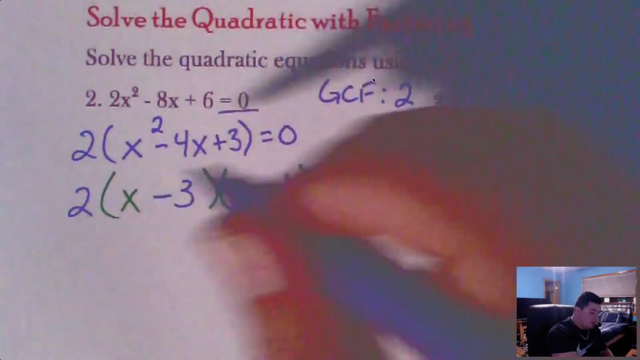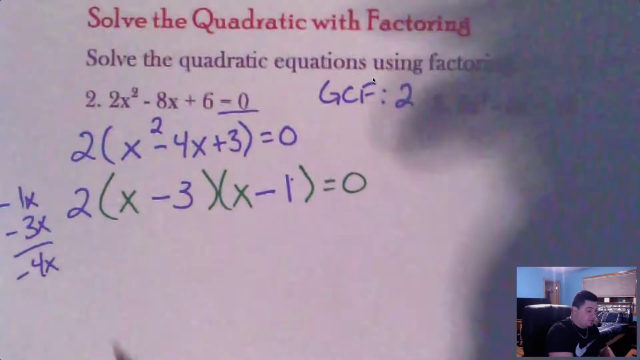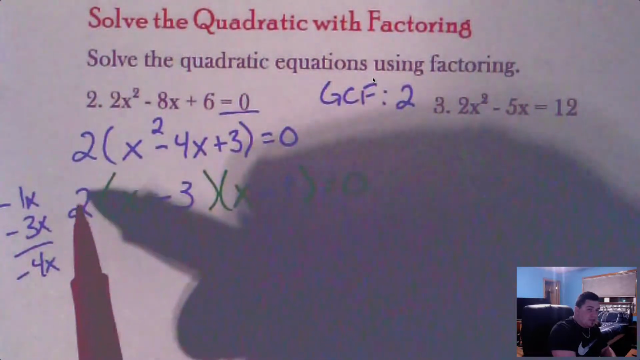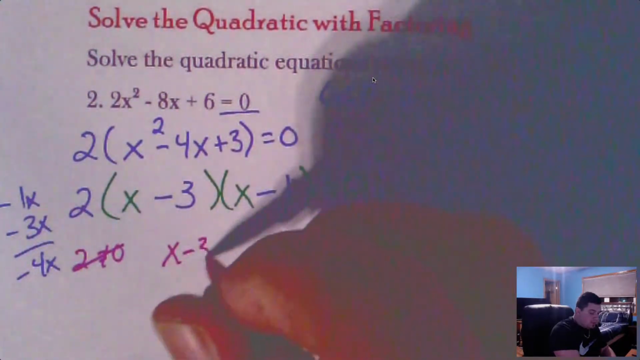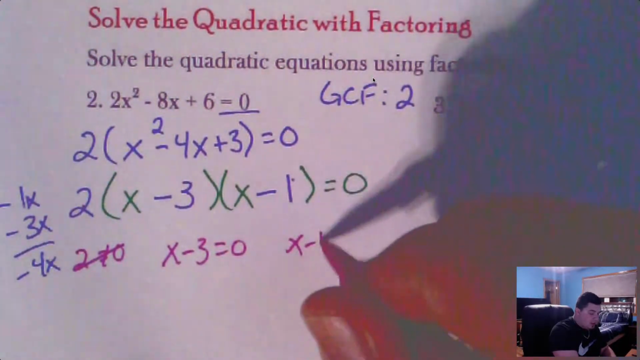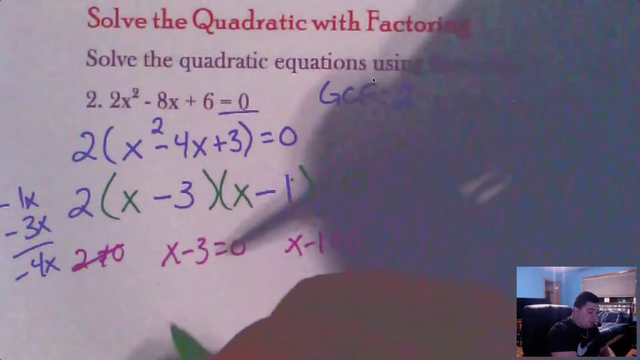If I was to check, x times negative 1 is negative 1x. Negative 3 times x is negative 3x. Negative 4x. So we factored it correctly. Now we're going to take each factor, set it equal to 0. That does not have an x, so I don't need to do that because 2 will never equal 0. So I worry about x minus 3 equals 0. x minus 1 equals 0. I'm going to add 3 to both sides.